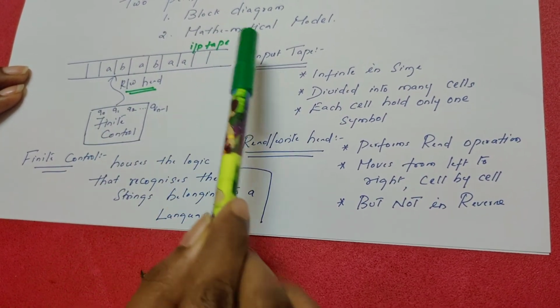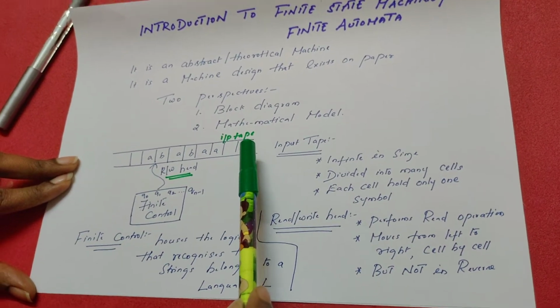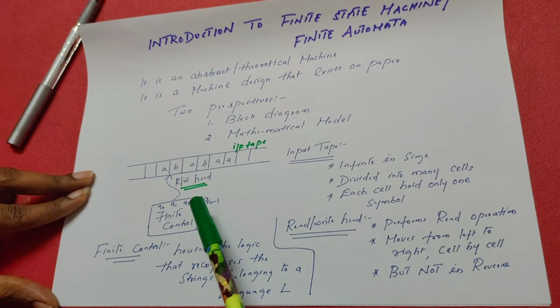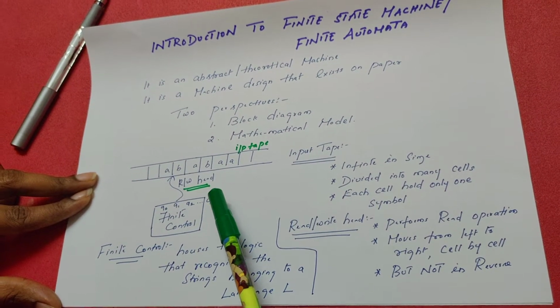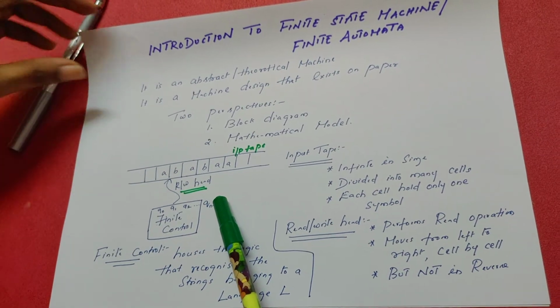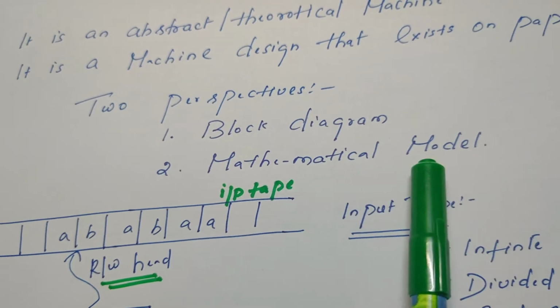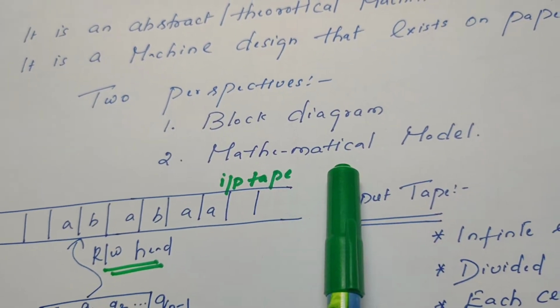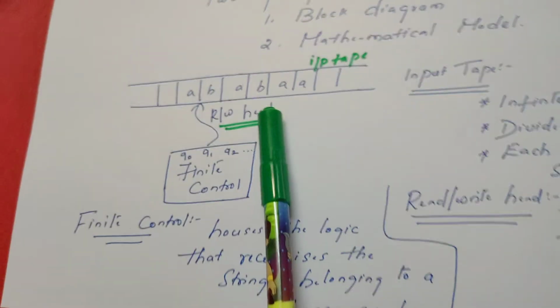So this is the block diagram model of a finite state machine. Whenever we need to design a finite state machine, we must be able to design or imagine this model in our mind. Now let us see the mathematical equation or the formula with which we are further explaining this finite state machine.